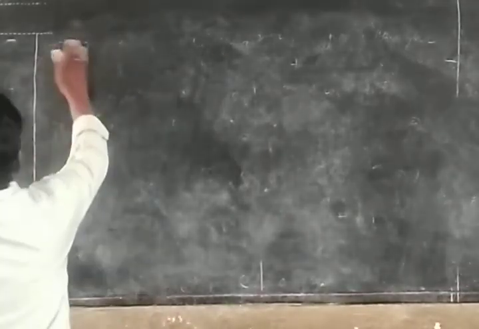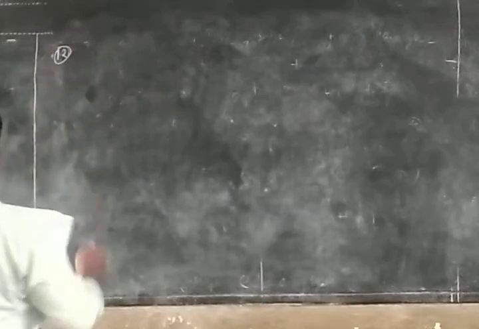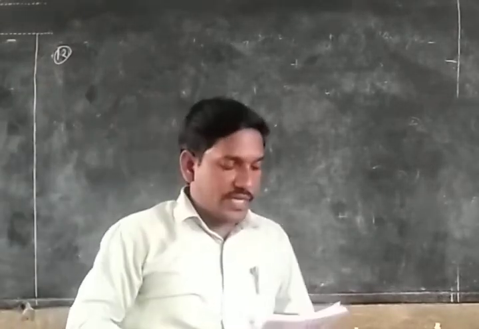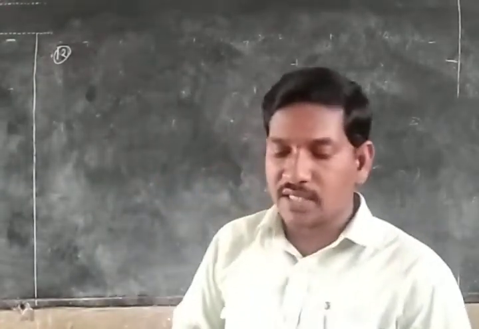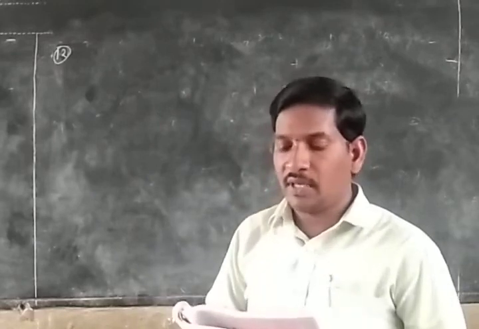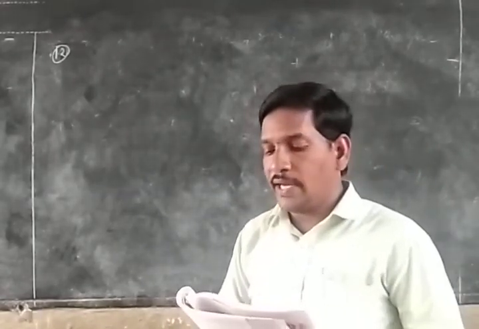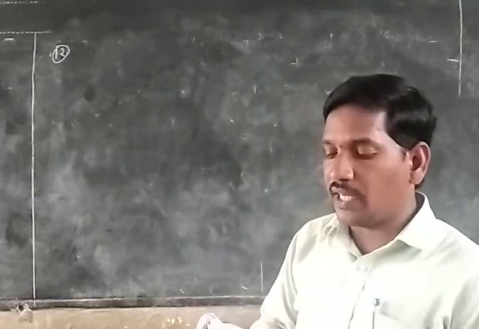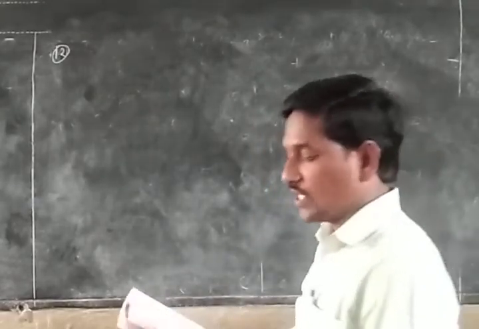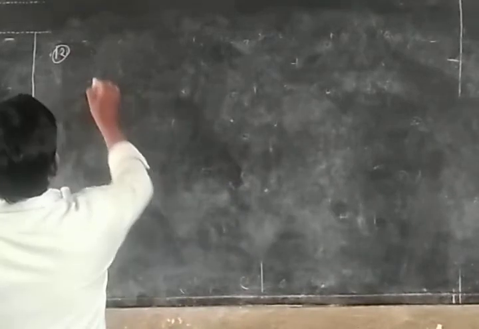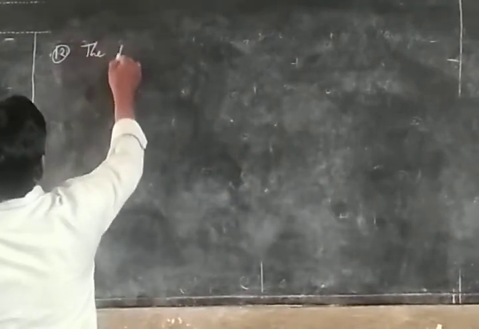Now 12th problem. The parabola y square equal to px passes through the point of intersection of the lines x by 3 plus y by 2 equal to 1 and x by 2 plus y by 3 equal to 1. Its focus is?